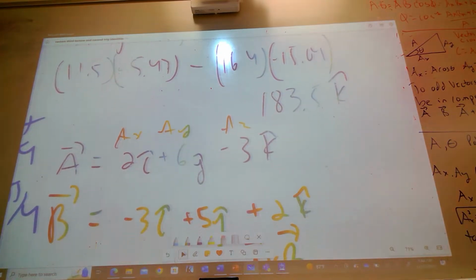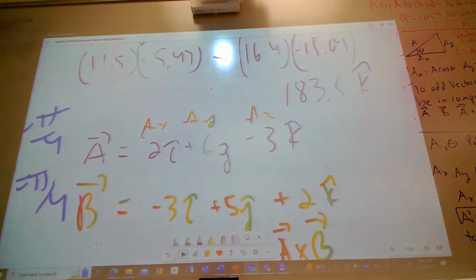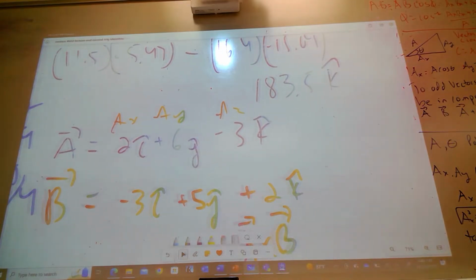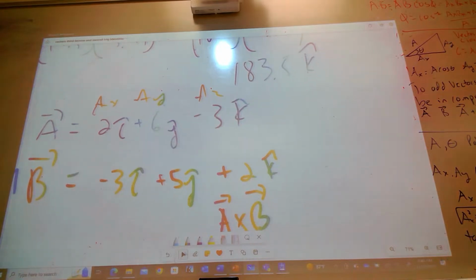So let's say we have A and we have B. A is 2I plus 6J minus 3K. B is negative 3I plus 5J plus 2K. And I want to know A crossed with B. Now, the first one is your X, the second one is your Y, the third one is your Z. So you have to plug them all into this equation at the bottom of page 23.